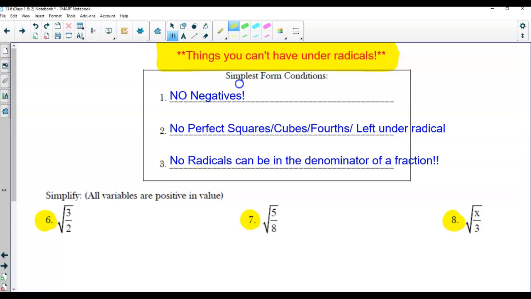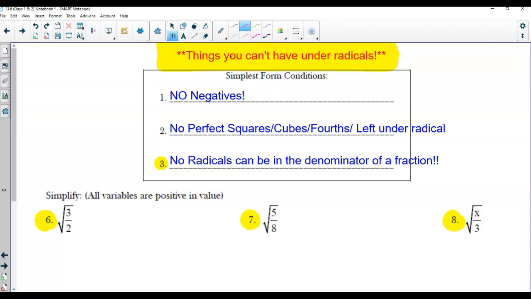But simplest form conditions, you cannot have negatives under radicals, okay? You cannot have perfect squares or cubes or fourths. It depends what index root you started with. You can't have perfect nothings underneath the radical either. And number 3 is the hardest one to remember for some people. It is illegal to leave a square root, cube root, any index root in the denominator of a fraction. They have to come out. There's a special way to get them to come out.